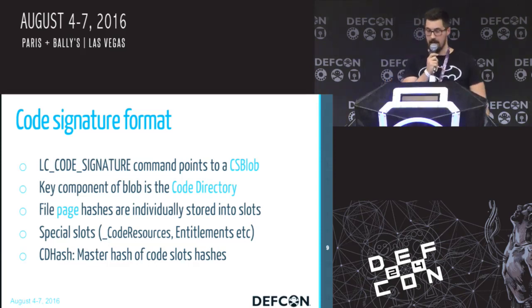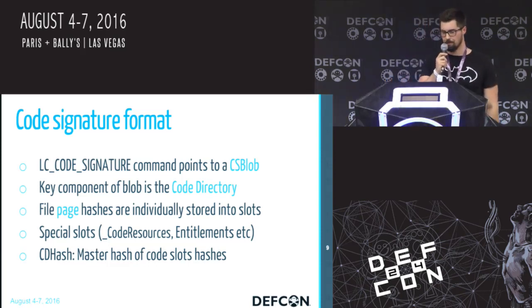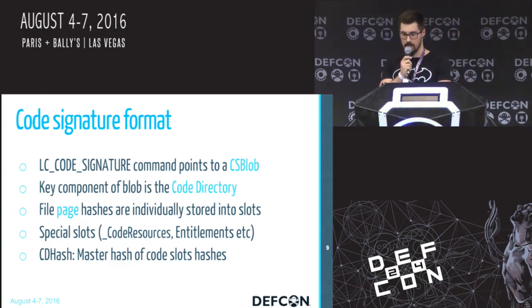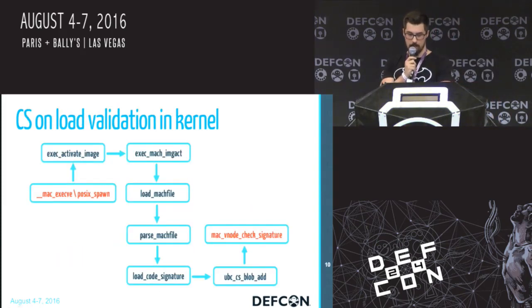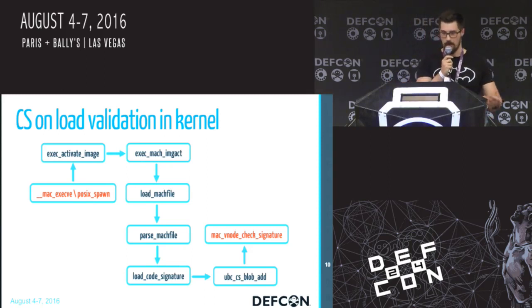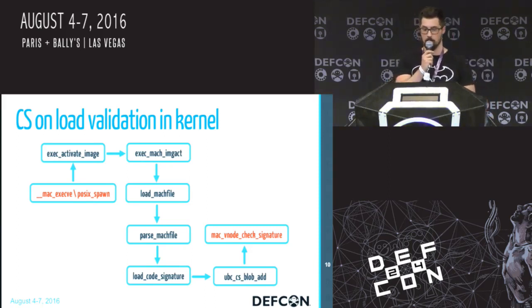Last is a master hash of all the hashes, called a CD hash, and it is usually used to verify ad hoc signatures. Here is a picture of how codesign validation and load works in the kernel. The embedded signature gets copied to kernel space, and the entire CD hash gets verified. No individual page is checked yet.